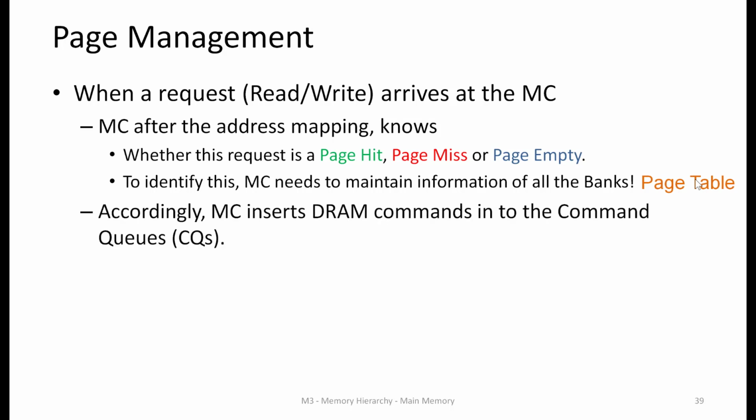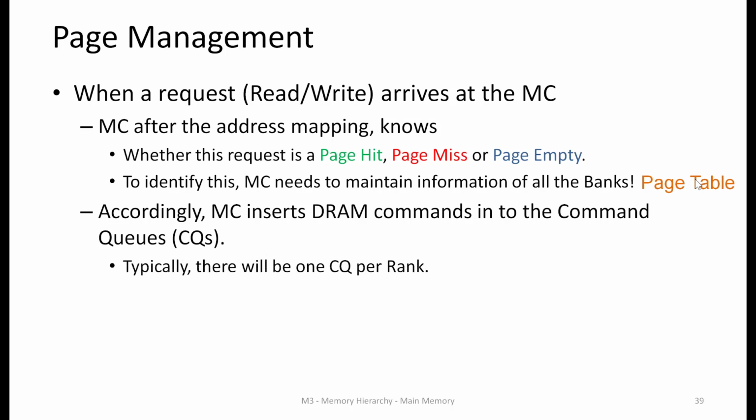After identifying the request as hit, miss or empty, it will insert appropriate DRAM commands into the next level queues, which are called command queues. When we know that the latest request is a page hit, all we need to do is send a CAS. So a CAS command is inserted into the command queue. If it is a page miss, then we insert a PRE, ACT and CAS in that order. If it were a page empty, then we need to insert an ACT and a CAS for this particular request into the command queue.